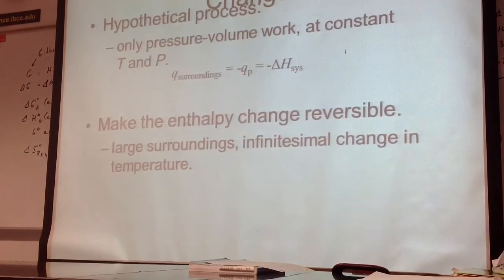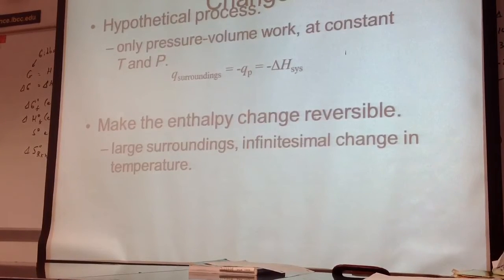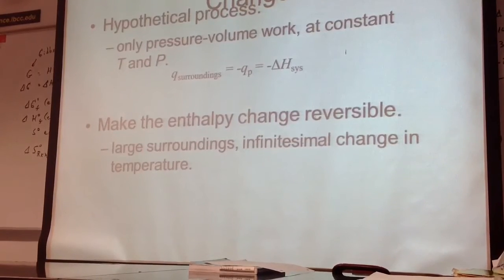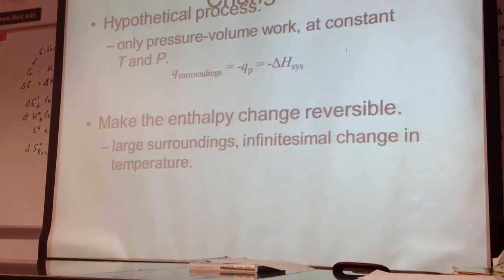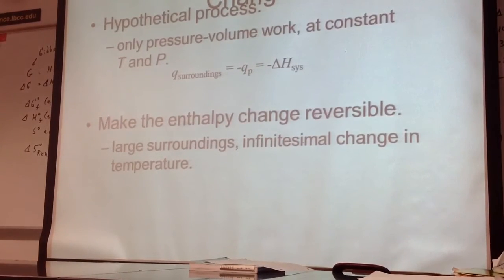And we can make it a reversible change. That's the way we did that. Well, that's the definition we used. We said delta H for the system is equal to minus Q sub P that we measure at constant pressure. We make big surroundings. There's going to be a very small change in temperature. He's doing that so he can do integration if he wants to, but he's not going to in this text.